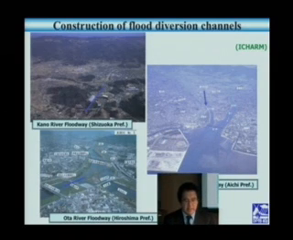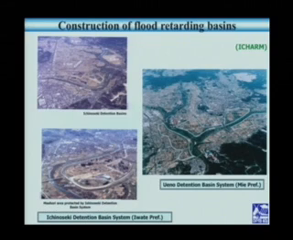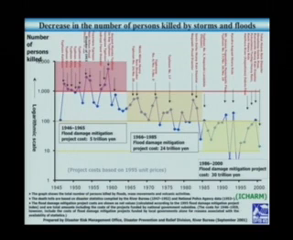And the Japanese government constructed flood diversion channels as shown here, and constructed flood retarding basins. These are also very useful flood control measures. As well as those, we constructed many dams and levees and so on.